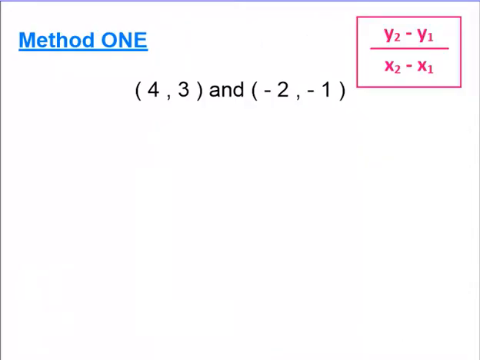So let's take a look at method 1 here, and I've included the formula at the top right-hand side, okay? So we have 2 coordinates, (4, 3) and (-2, -1), and here's our formula. So I always like to start off by writing our formula.